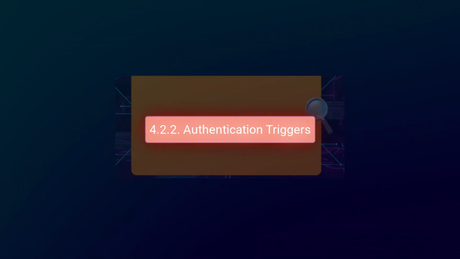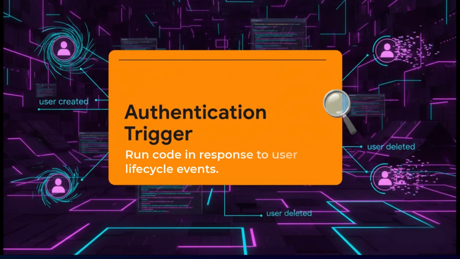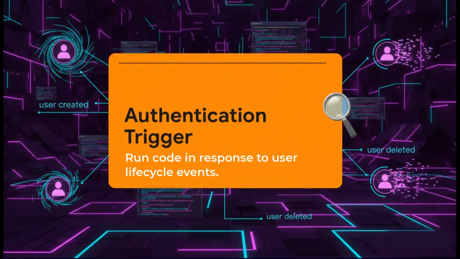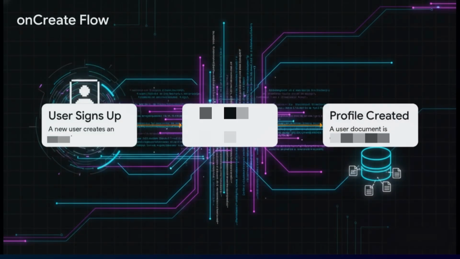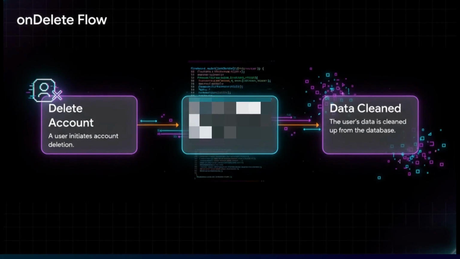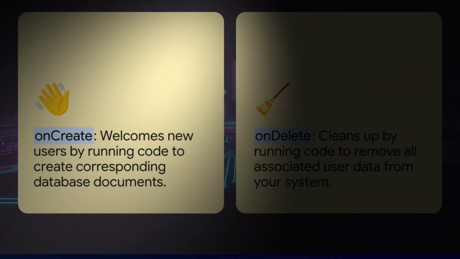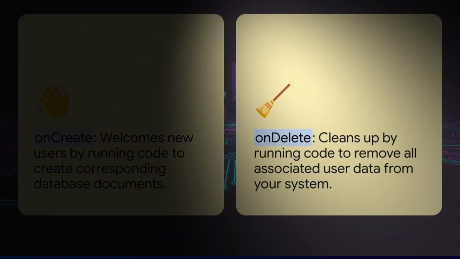Authentication triggers. Authentication triggers enable you to run code in response to user life cycle events. The 2 primary events are a new user sign up, that is on create, and a user deleting their account, on delete. These triggers are useful for tasks like creating a corresponding user document in Firestore for new signups or cleaning up all users' data from your database when they delete their account.